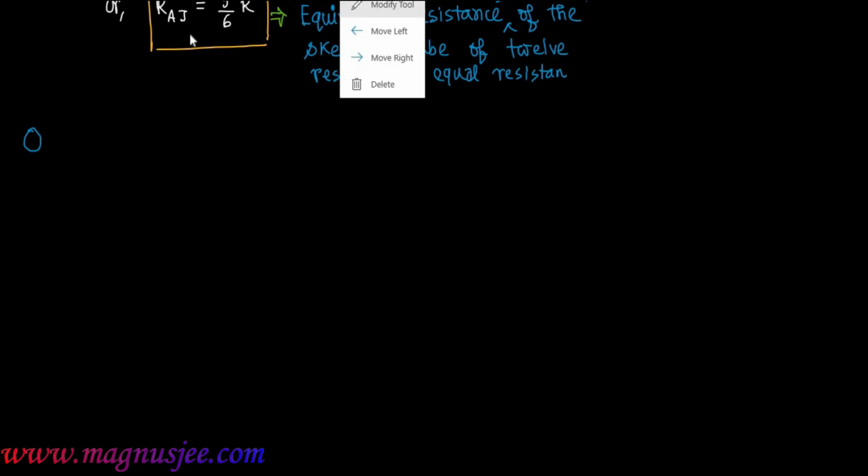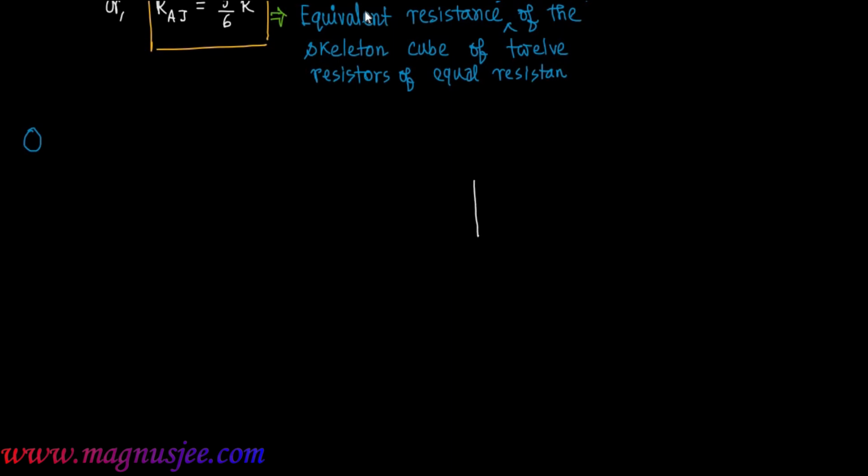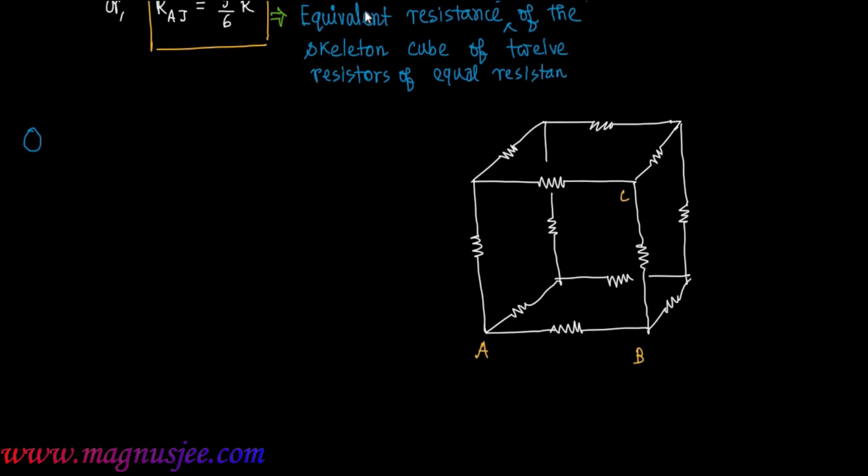Now we can consider additional information in connection with the equivalent resistance between two corners of a skeleton cube. Again, we consider a skeleton cube containing 12 equal resistors having resistance R. We can draw this skeleton cube formed by 12 equal resistors, and the name of the cube is ABCDFGJK.